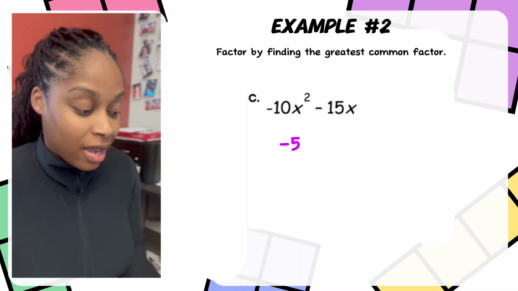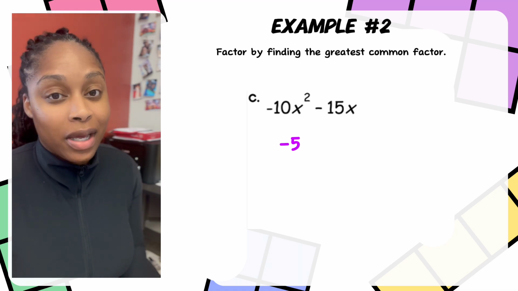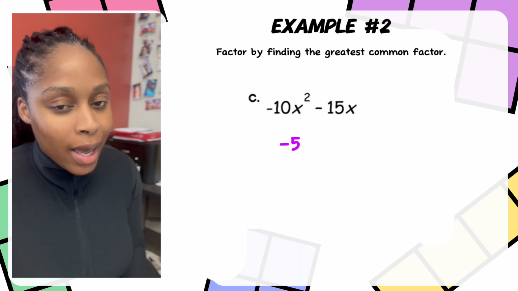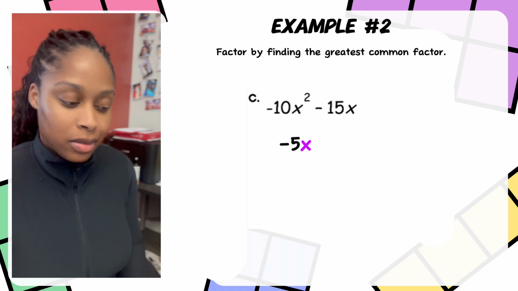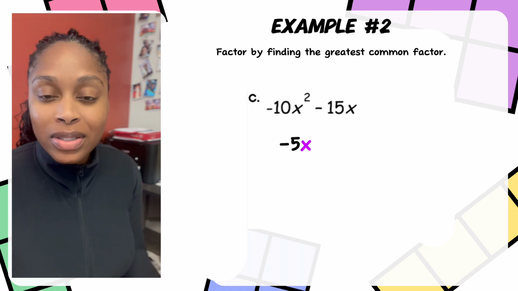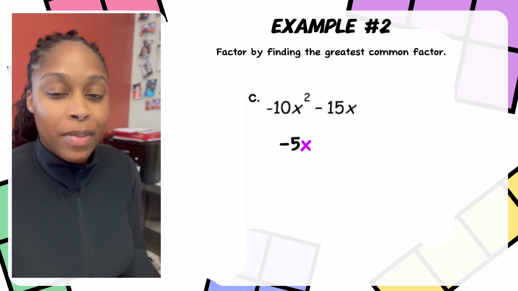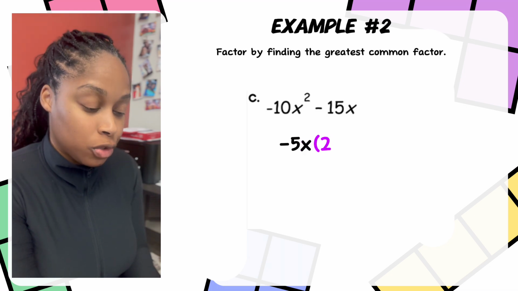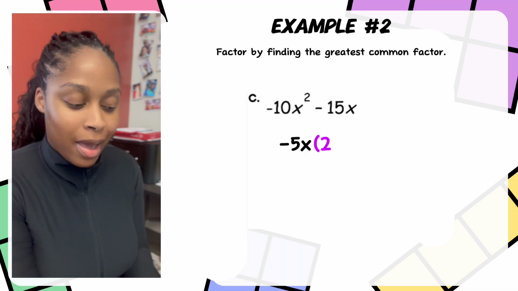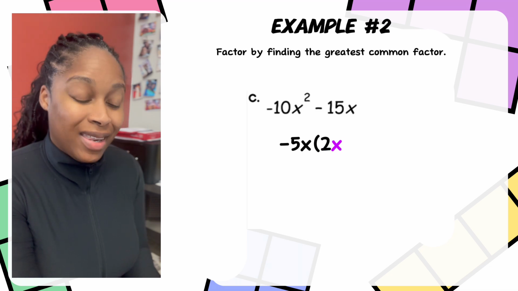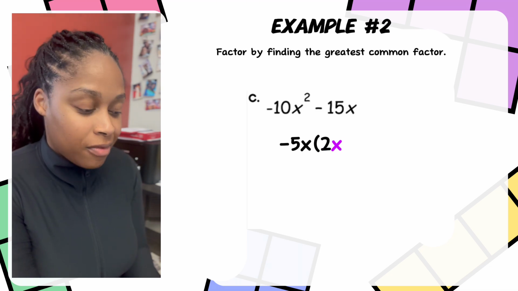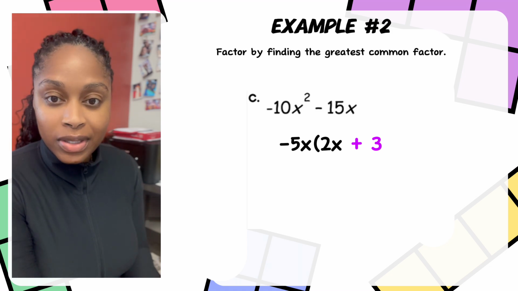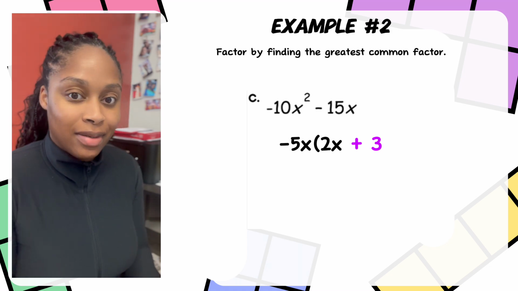All right, so I have negative 5 as my numeric GCF, and now I need to look at the variables. My first term has 2 x's, my second term has 1 x, which means I can only take out 1 x. Now I need to figure out what's left over and just be very careful about the negatives. So negative 10 divided by negative 5 is going to get me positive 2. X squared divided by x is going to leave me with an x. Negative 15 divided by negative 5 is positive 3. And then the x's are going to cancel out, so we don't need to write that down.